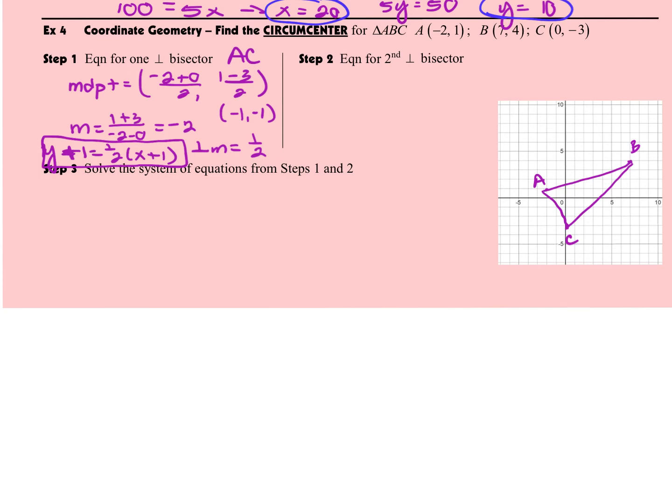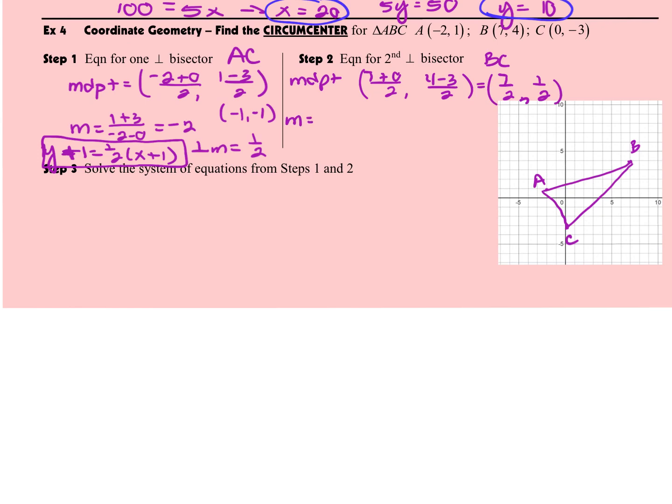Now the second perpendicular bisector I'm going to do is the one for BC. So again, I'm going to find my midpoint, and my midpoint's going to be 7 plus 0 over 2, and 4 minus 3. I'm just using the ordered pairs from up above. If you need to pause this. Okay, that's going to give me kind of an ugly looking midpoint, but don't worry about it. It's going to give me 7/2. Remember, absolutely no decimals here. So there's my midpoint. Now I'm going to find my slope.